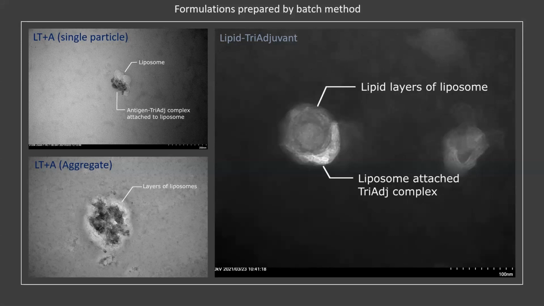Lipid triadjuvant is shown on the right side, where the lipid layers of the liposome and the triadjuvant attached on the surface of the liposome are seen clearly. No aggregates of the lipid triadjuvant particle were observed under TEM, and also no visible gross aggregation occurs.